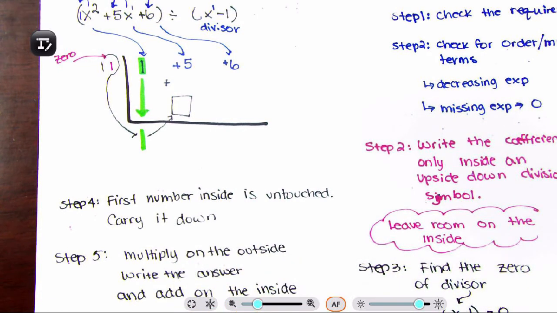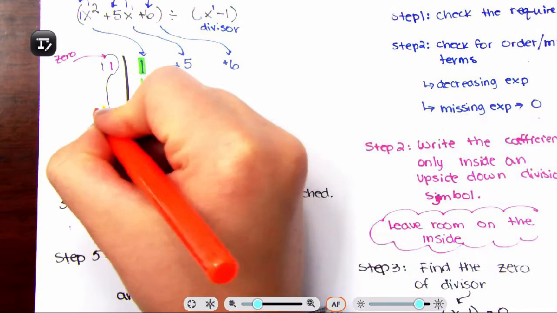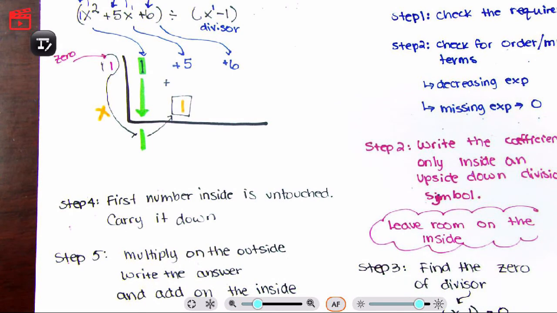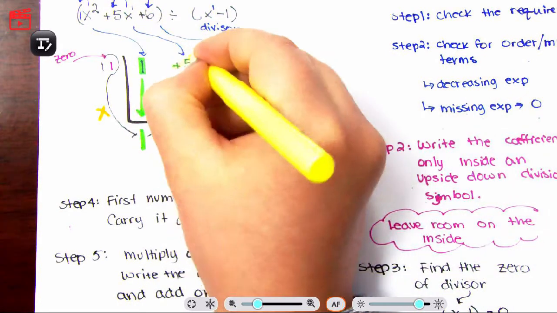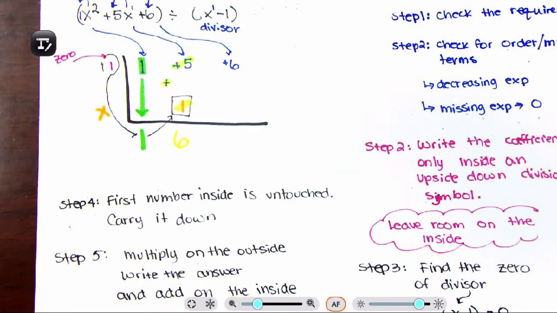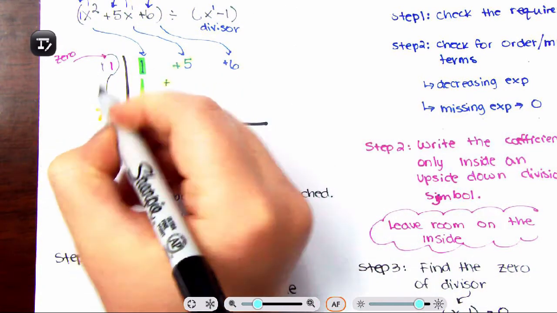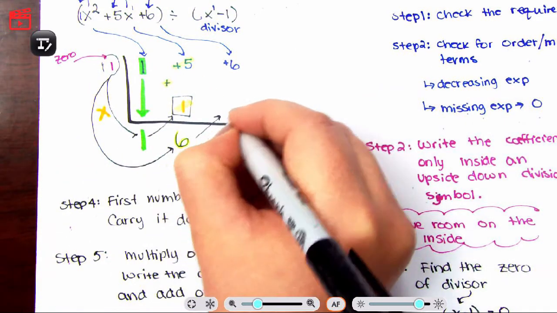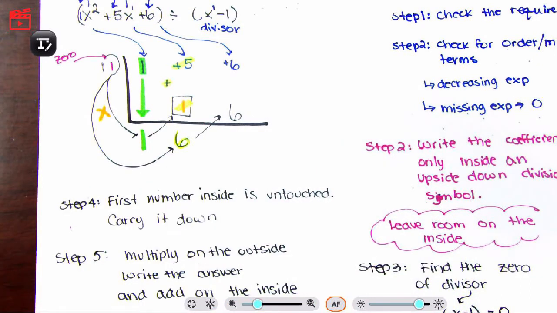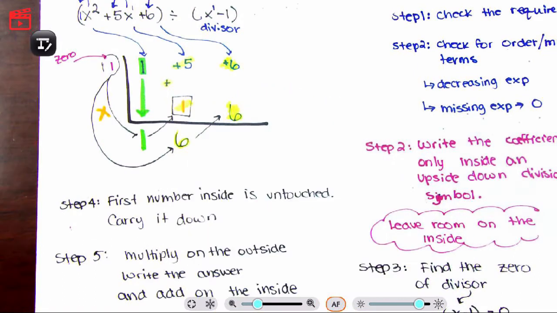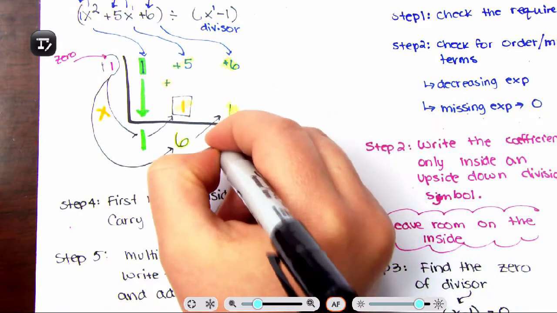So how would this look? This would look like 1 times 1 is 1. 5 plus 1 is 6. And you keep doing that. 1 times 6 is 6. And what do we do on the inside? We add on the inside. 6 plus 6 is positive 12.